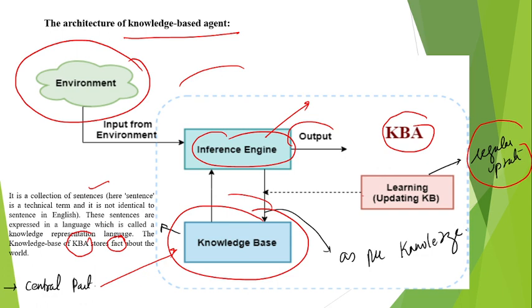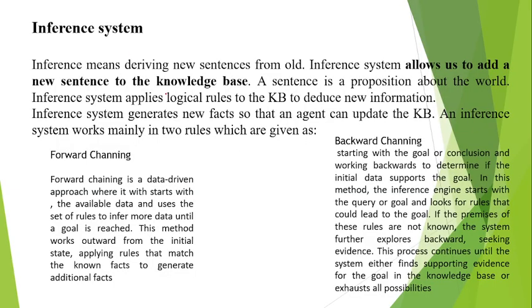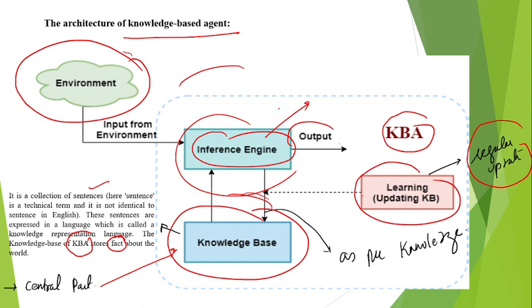What is a sentence? It may be a program, it may be something else, whatever it is, but it is a representation of the facts. And more important, it gets updated regularly, and with the inference engine you get to see the output. What is this? The environment goes to input, and the inference engine, based on the knowledge base, gives you the output. We have seen what the inference engine is. Inference means deriving new sentences from old. The inference system allows us to add new sentences to the knowledge base. It is used to add new sentences to the knowledge base. Correct?